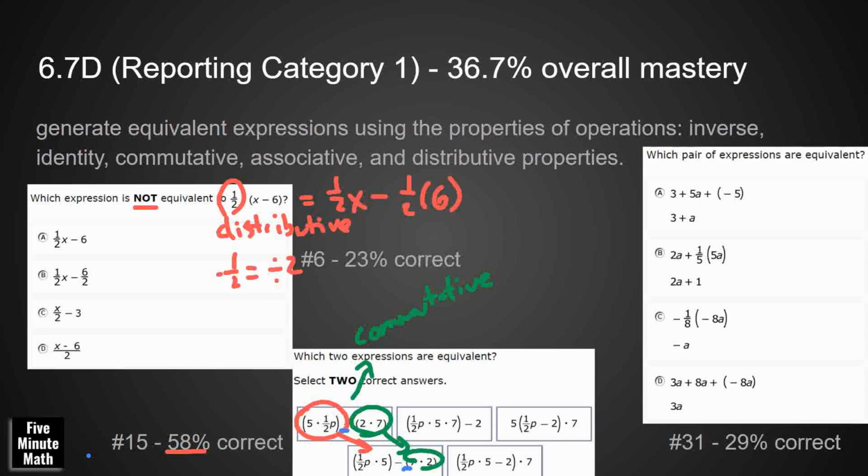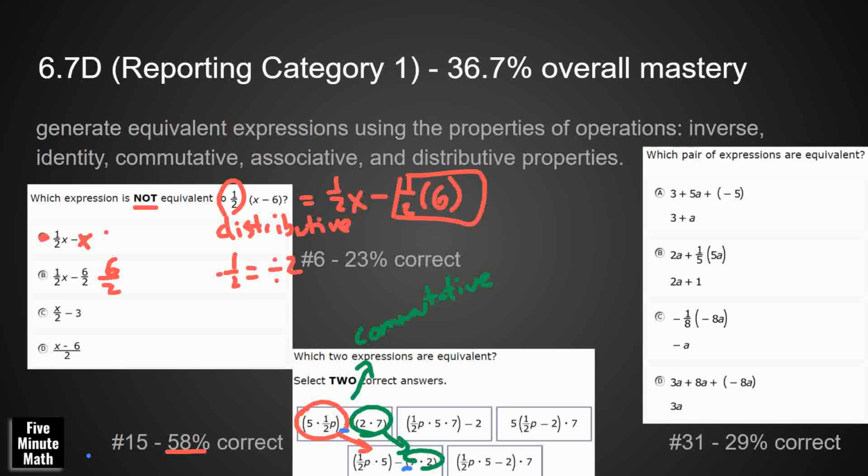So we have to know that you can use the inverse operation and the reciprocal, and you're also getting the same thing. So you see how A doesn't work because I'm multiplying the 1/2 by the x, but I'm not doing anything to that 6. So that's going to be our correct answer because it is not equivalent. So 1/2 times x, this 1/2 times 6, they turned into 6 divided by 2. So we need to know that 6 divided by 2 is the same as 1/2 times 6. So that's kind of a challenge there.